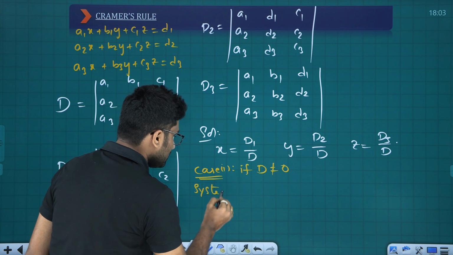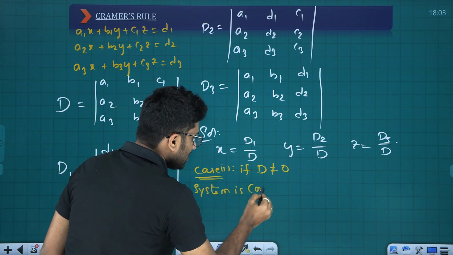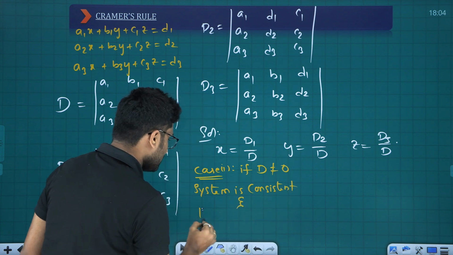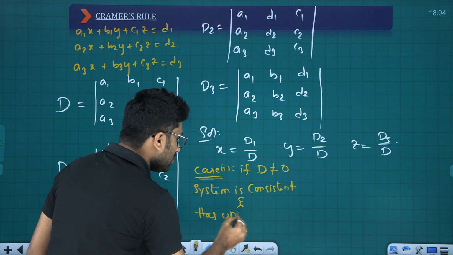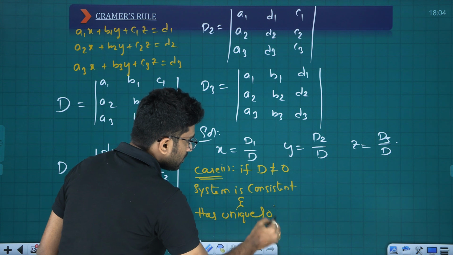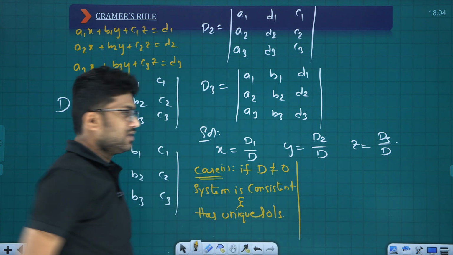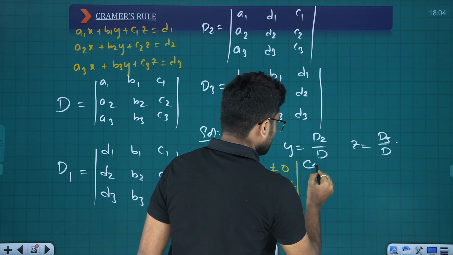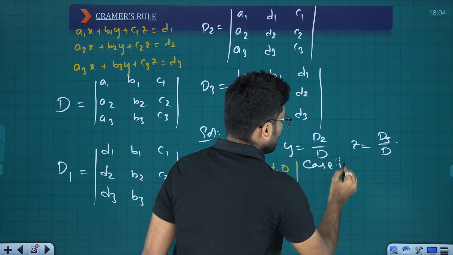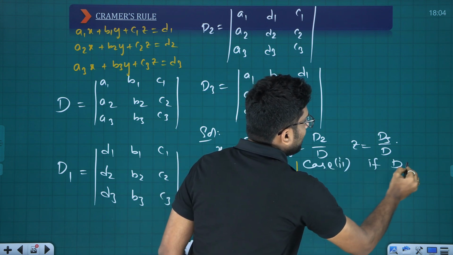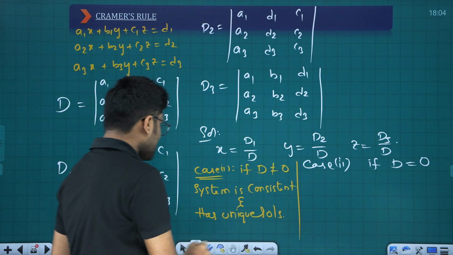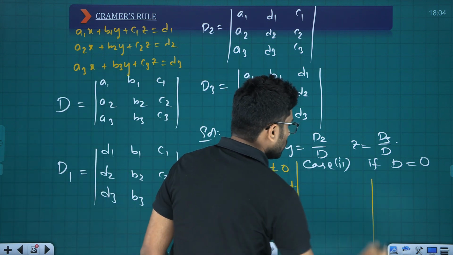System is consistent and has a unique solution. Unique solution. Case 2. If capital D is 0, in this case, again we split it into two cases, friends.